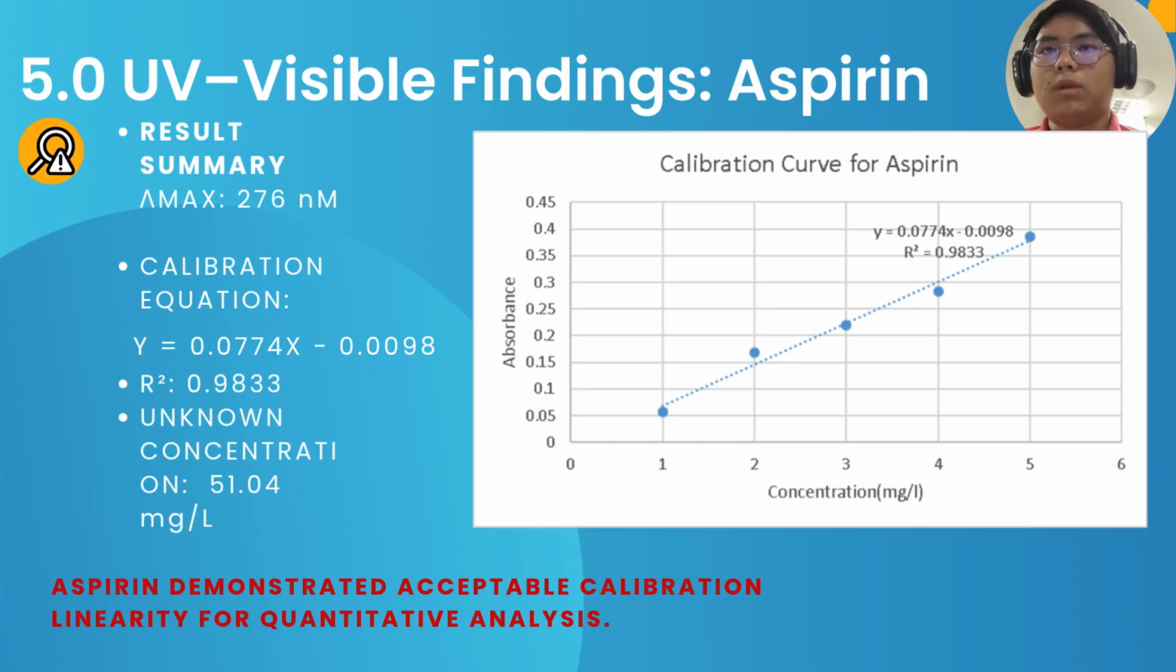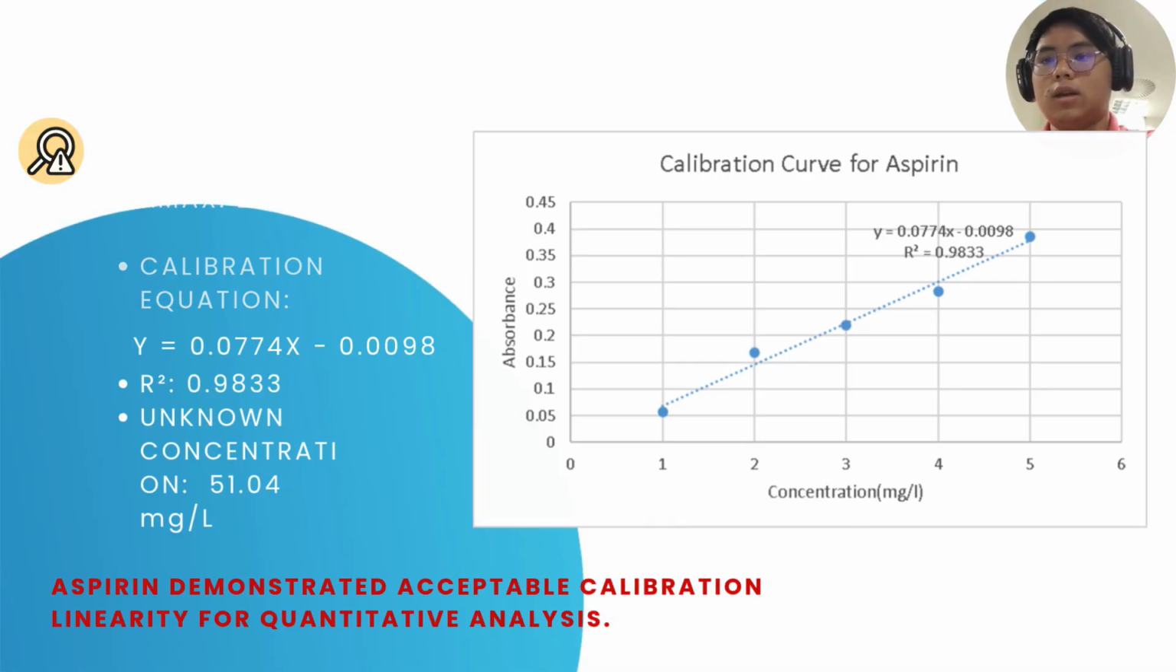For aspirin, the maximum absorption wavelength was observed at 276 nanometers with an R-square value of 0.9833. The unknown concentration was determined at 51.04 milligrams per liter. Although slightly lower than paracetamol, the R-square value still demonstrates acceptable calibration performance and supports successful quantitative analysis.